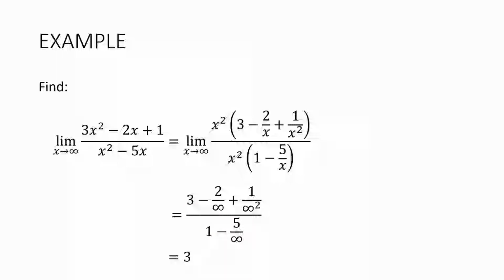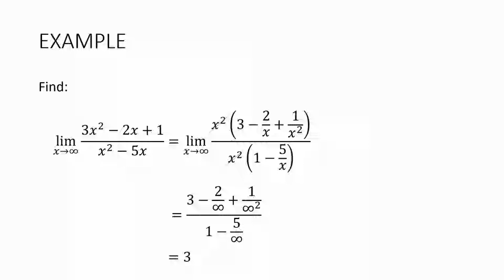Now, big question for you. What do you suppose graphically that means? Think about where the x-axis is. As x tends to infinity, the limit is 3. That's an asymptote. It's actually the horizontal asymptote.